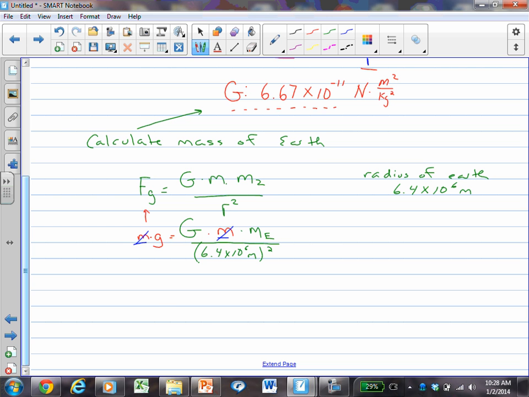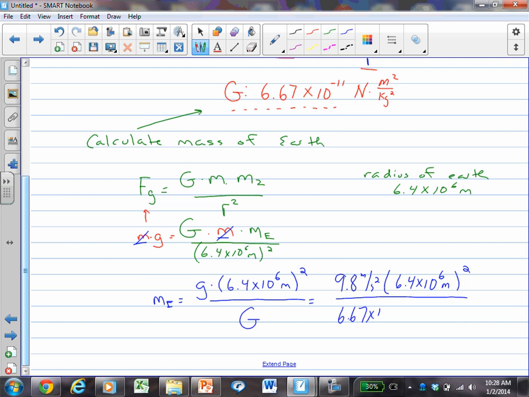So the mass of the Earth, if we solve this, equals g times 6.4 times 10 to the 6 meters squared over big G, which would be equal to 9.8 meters per second squared times 6.4 times 10 to the 6 meters squared over 6.67 times 10 to the minus 11 newtons times meters squared over kilograms squared.